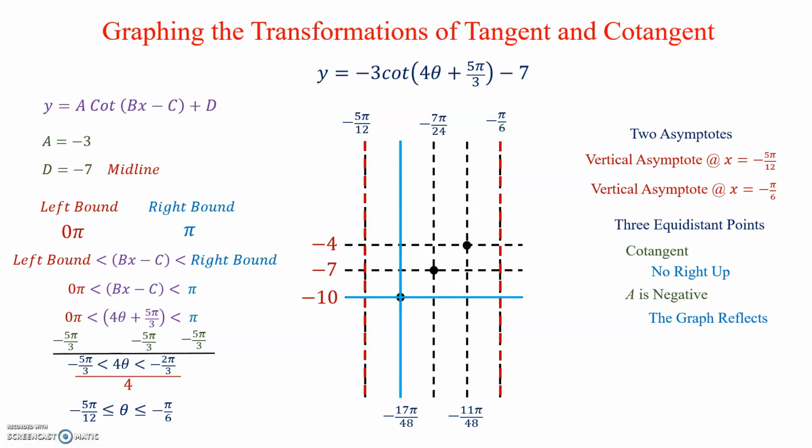So the coordinates, negative 17 pi over 48 with the negative 10, the negative 7 pi over 24 with the negative 7, and the negative 11 pi over 48 with the negative 4. We can graph it, and there's our final graph. So hopefully this helps as you begin to do your practice.